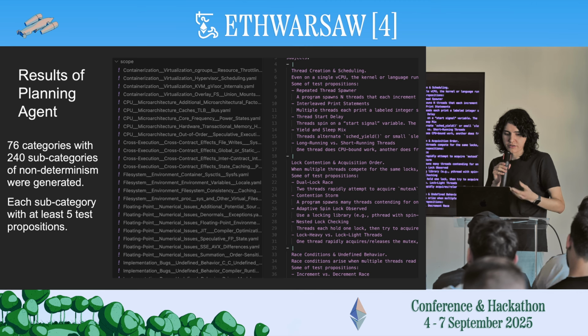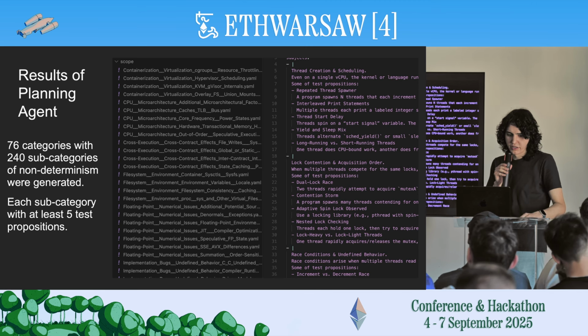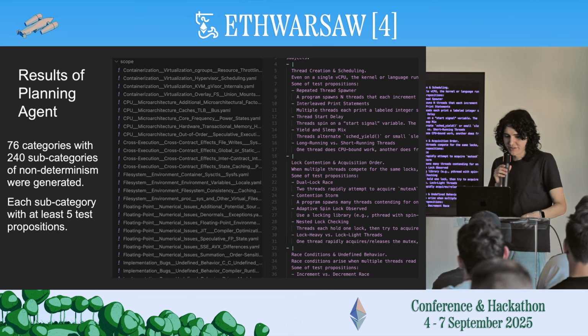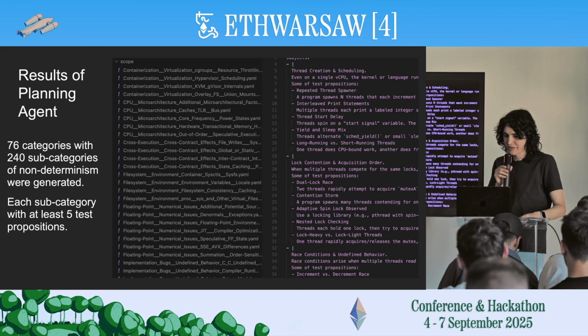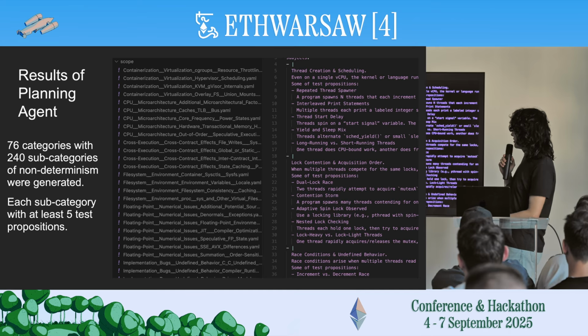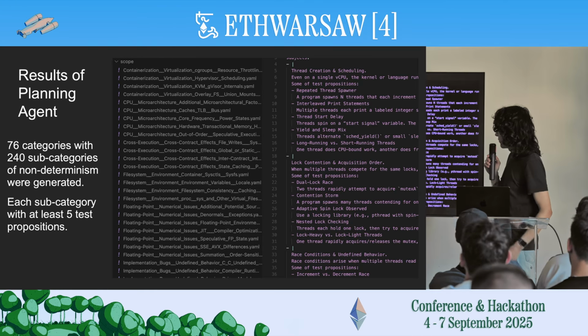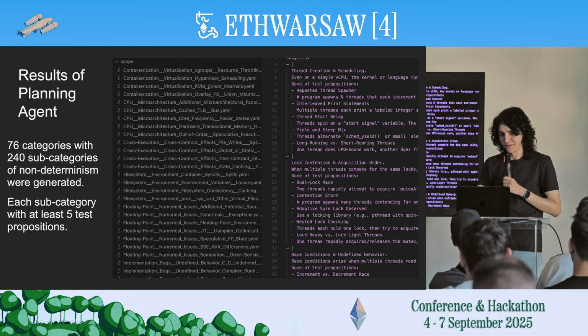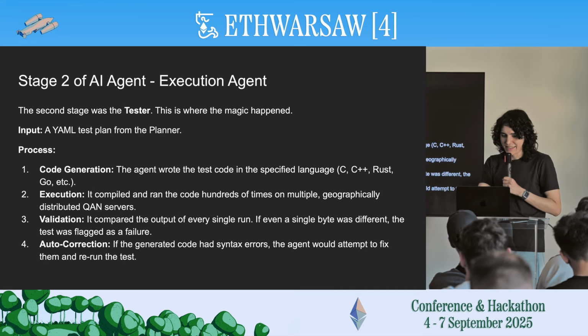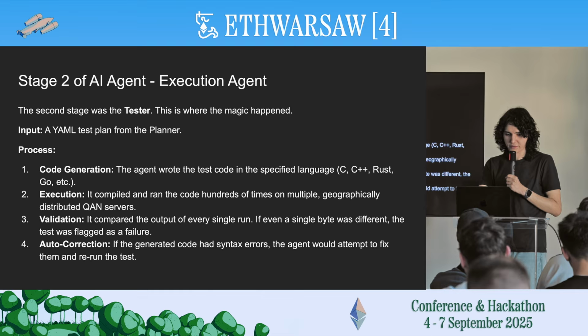After running this planning engine, we ended up with 76 categories and 240 subcategories, and each of them had at least 5 test propositions of what to test. So yeah, quite a lot of them. That's where 2,800 tests come from. Okay, so the next step was to actually execute those tests. That was the goal of the execution agent.